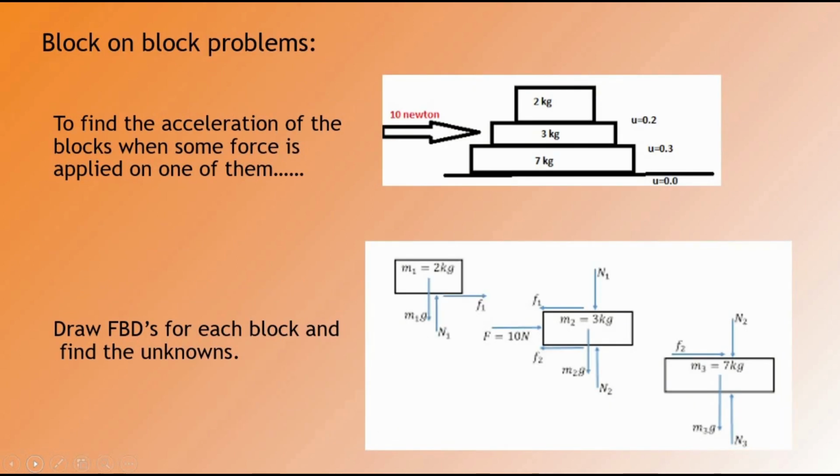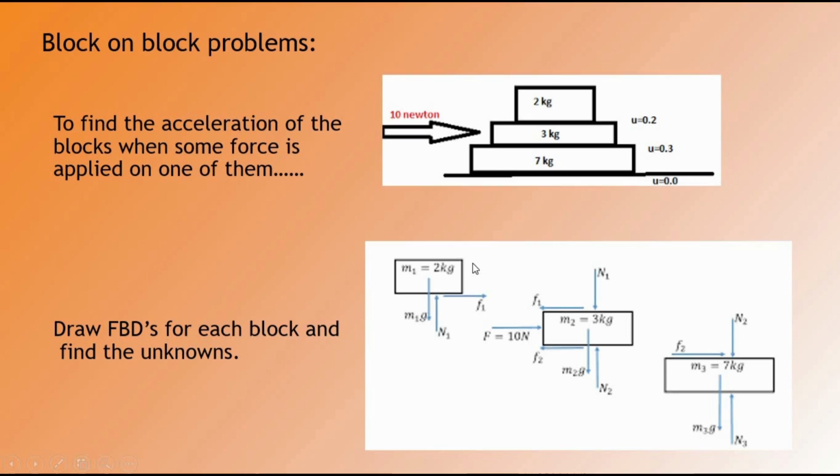A very common kind of problem that comes under friction is the block on block problem, which generally reads to find the acceleration of the blocks when some force is applied on one of them. Now, this is a common example. Generally we consider the static friction coefficient to be equal to the kinetic friction coefficient because there is a very negligible difference between them. The three different static friction coefficients are given between the different contact surfaces, and we are supposed to find out the acceleration of the three blocks when a 10 Newton force is applied on the middle block.